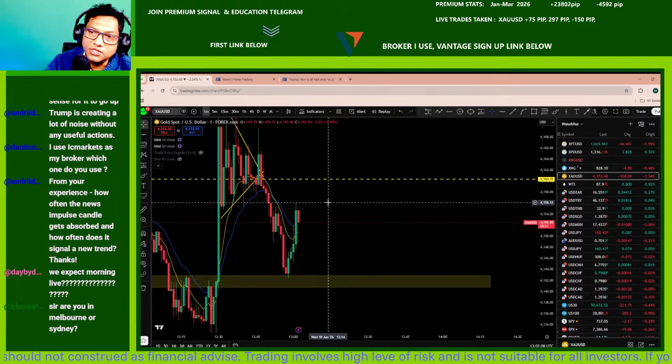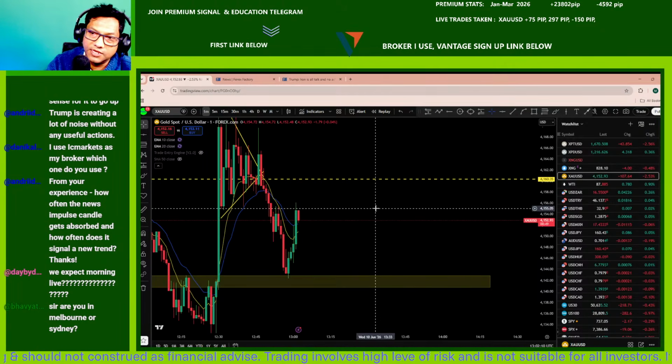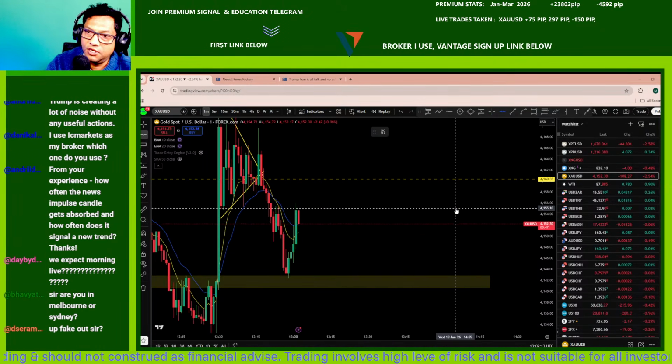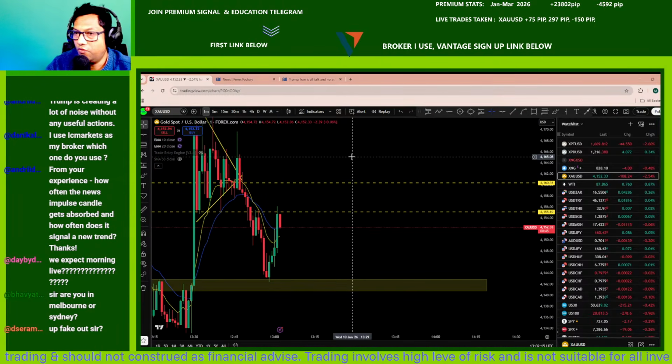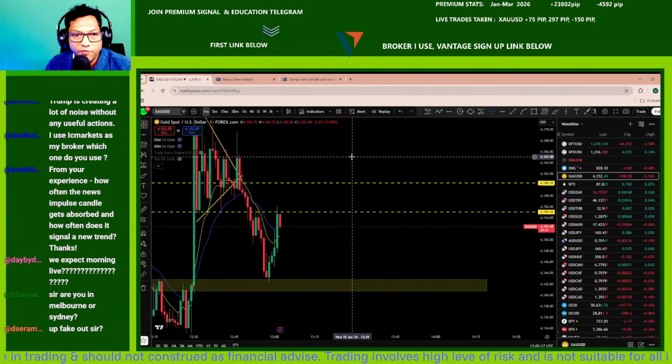So with this initial breakout, the market has again reached that key resistance line that you can see off this level. Fake out.